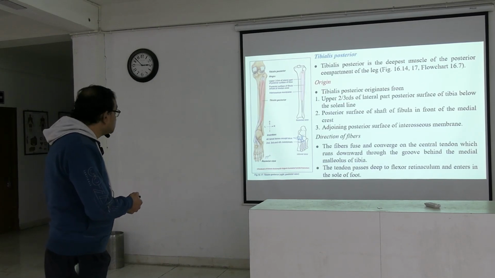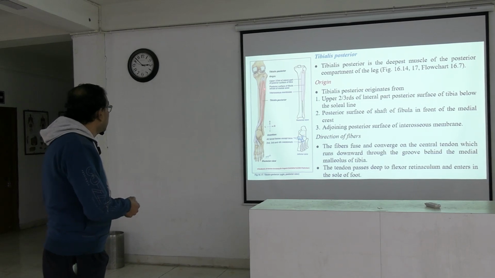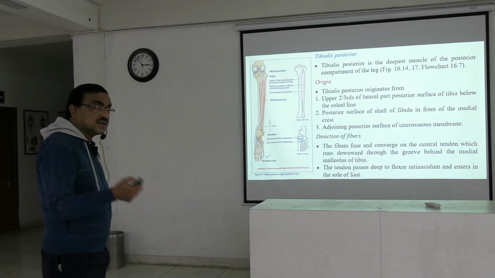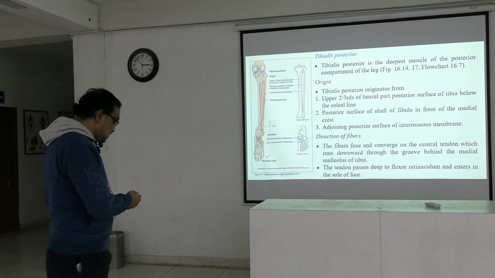Now this is the tibialis posterior. You can see one tendon, okay, unipinnate muscle, and around it we can get the muscle fibers. You can see it here in the cadaver nicely.